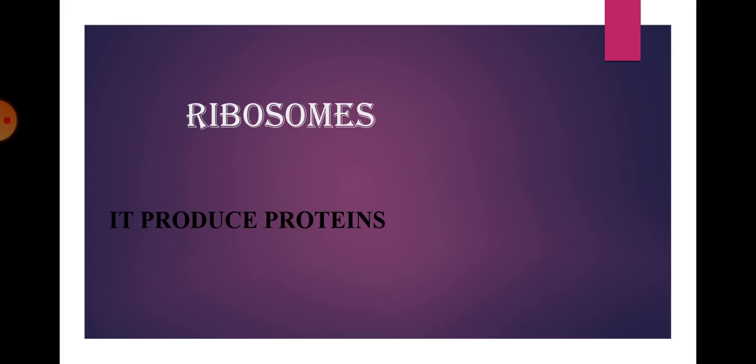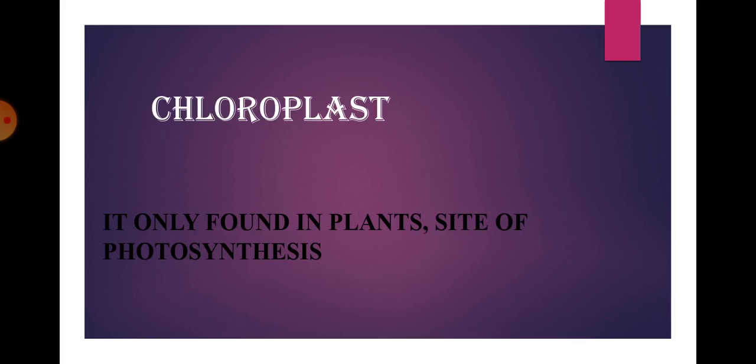It produces proteins. Ribosomes are minute particles consisting of RNA and associated proteins that function to synthesize proteins. The next is chloroplast. It is only found in plants, the site of photosynthesis. Chloroplasts are organelles that conduct photosynthesis, where the photosynthetic pigment chlorophyll captures the energy from sunlight, converts it, and stores it in the energy storage molecule.